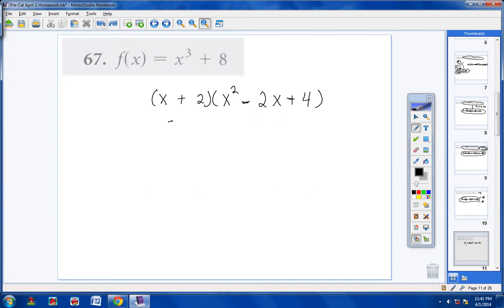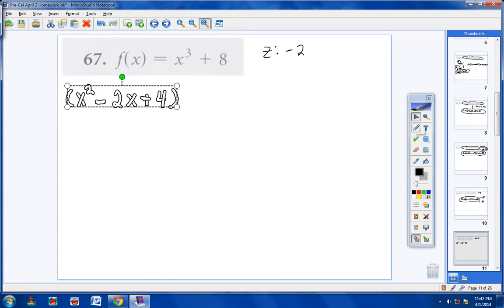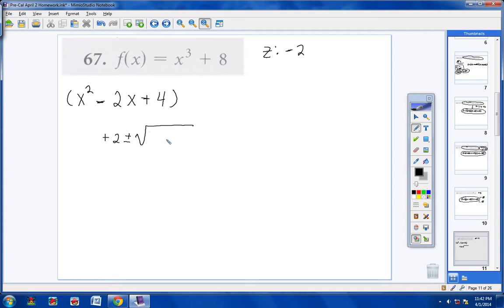So I know it's getting really old, but we're going to have to use the quadratic formula on this. For this parentheses here, I'm done with x plus 2. I already know one of my zeros will be negative 2. Now I've got to use the quadratic formula on this. So I'm going to go pretty fast, okay? All right, negative b, that's a negative negative 2, positive 2. Positive negative, the square root of b squared would be 4. And then minus 4ac, 1 times 4 is 4. And then 2 all over 2 times a, 2 times 1 is 2.